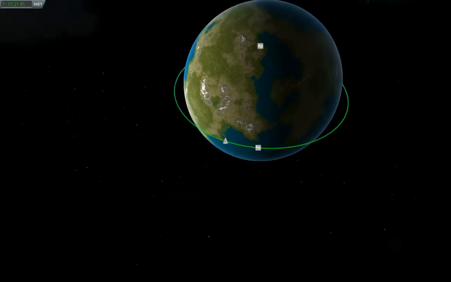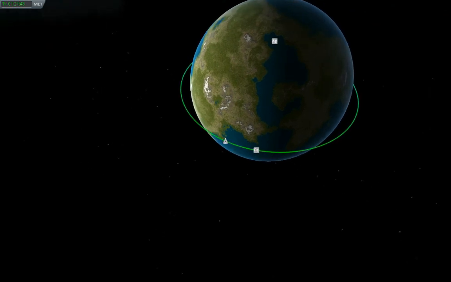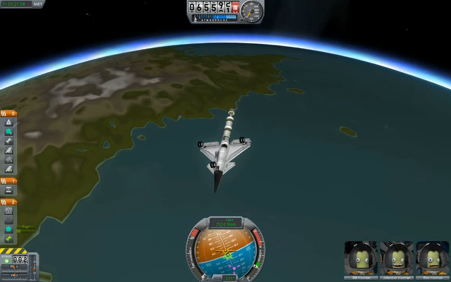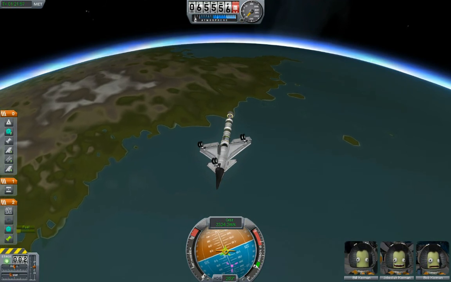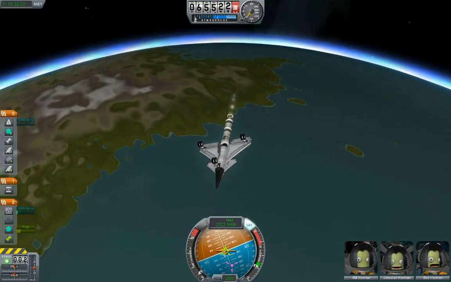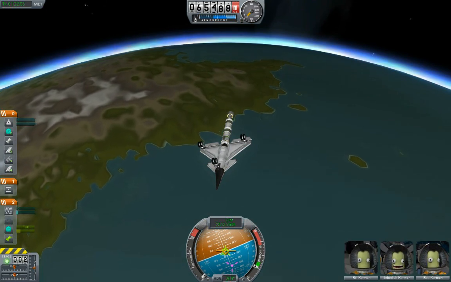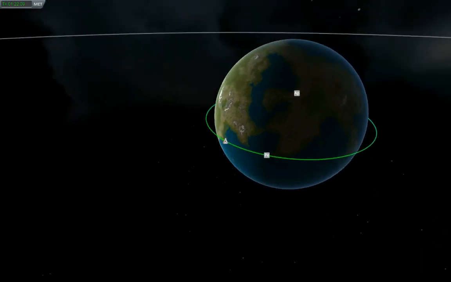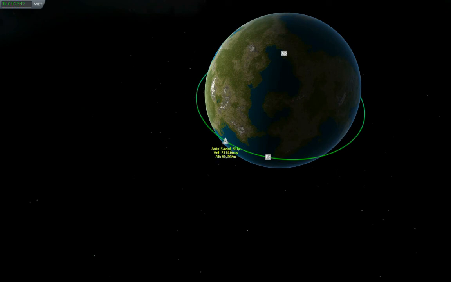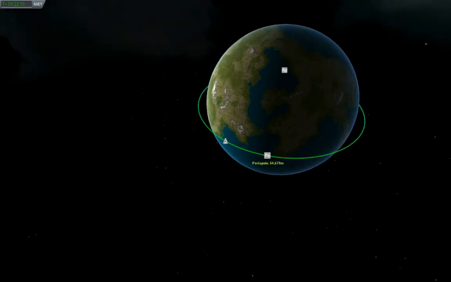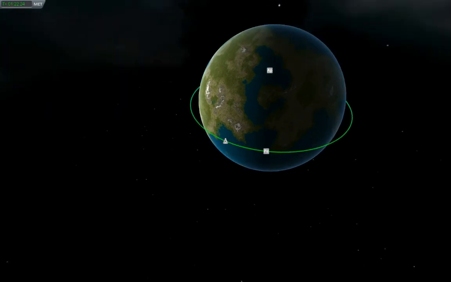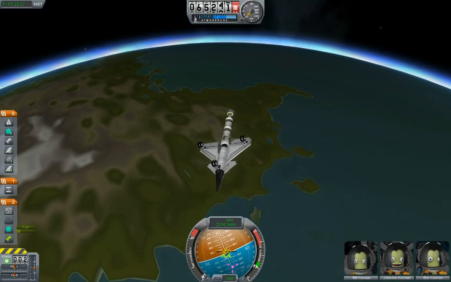Yeah. Okay. Let's do a very small burn now. Point this there. See, what did that do for us? It moved our periapsis a little bit lower, and it moved it a little bit to the east here. Try it again. I'm gonna see if I can put that periapsis directly over Kerbal Space Center.